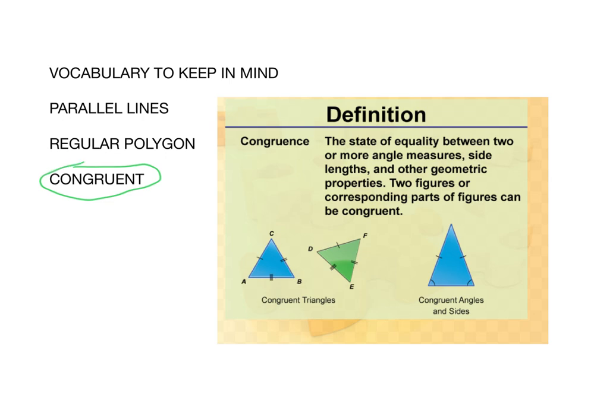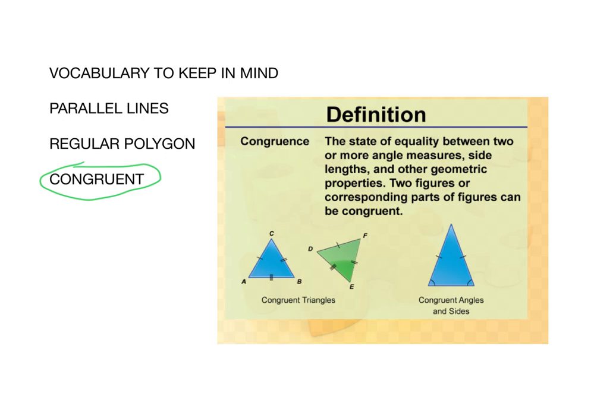Our last vocab word is going to be congruent or congruence. Similar, not totally identical, but similar. So this is the state of equality between two or more angle measures, side lengths, and other geometric properties. Two figures or corresponding parts of figures can be congruent.